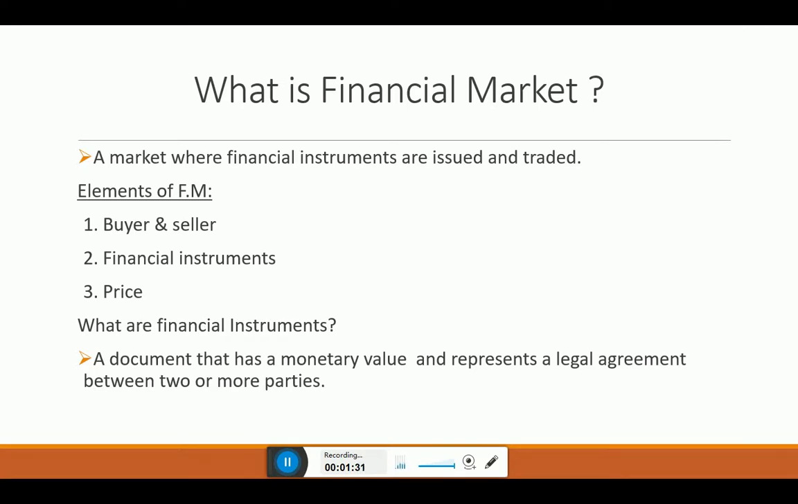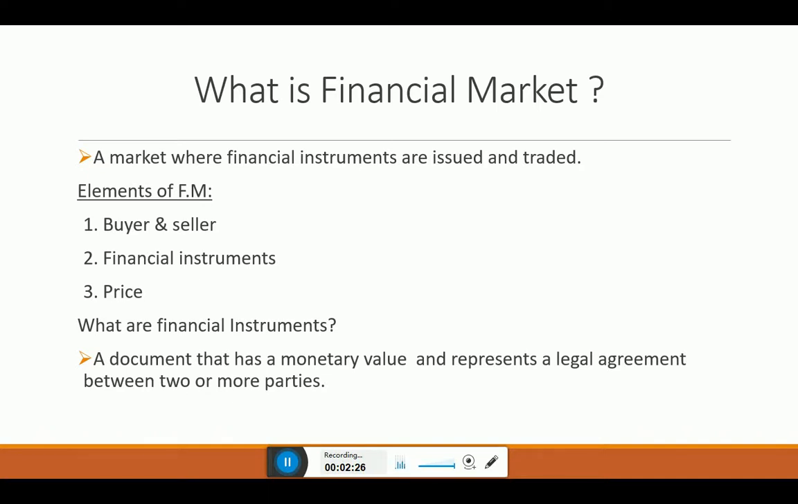And each market's name is determined by the product exchanged between the buyer and seller there. So in the financial market, the product is basically financial instrument, and that's why this market is called financial market. So we can simply say it's a market, and that this market could be physical, it could be online, virtual, electronic, digital, anywhere where buyer and seller exchange the product for a price. So that becomes a market. When it comes to financial market, the product of the market is financial security or financial instrument. That's why this market is called financial market.